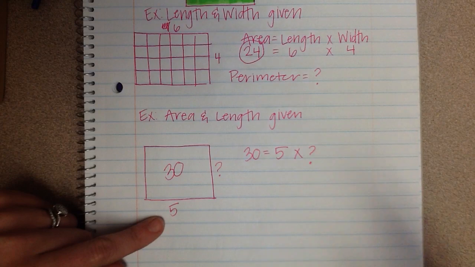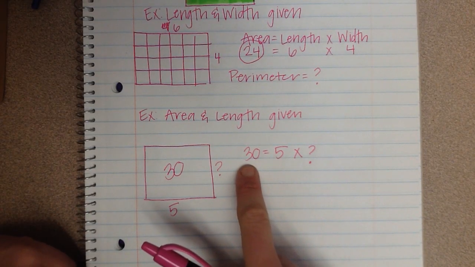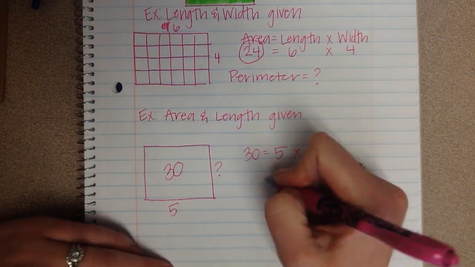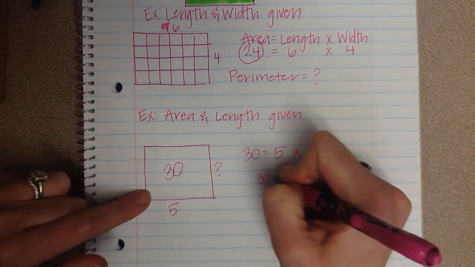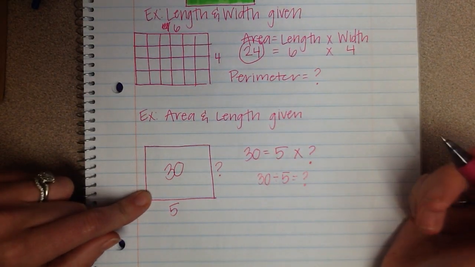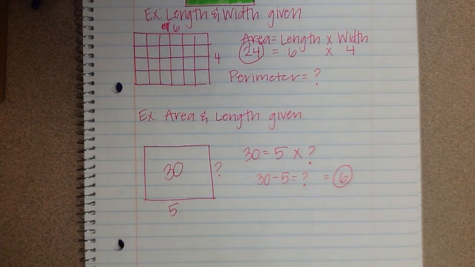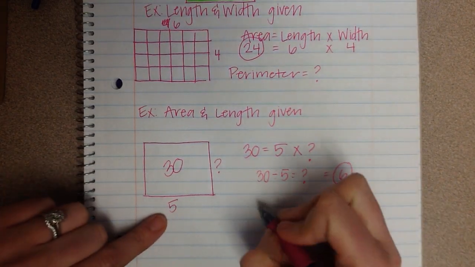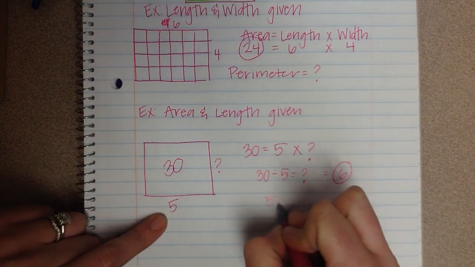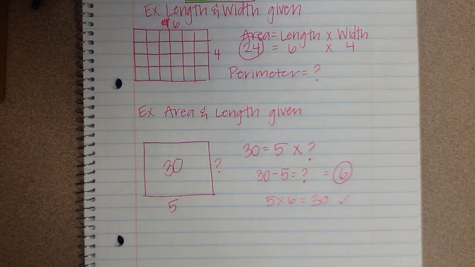Now many of you may already know, oh, I know that 5 times 6 equals 30. Okay, so the width would be, you could do 30 divided by 5 equals what? And then you get 6. And if you want to check your work, I know that area equals 5 length times width equals 30, and I checked it. Okay, so that's one.